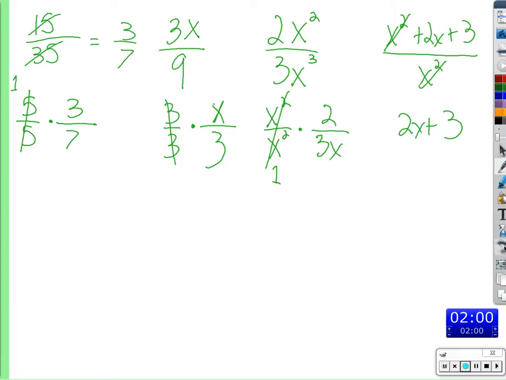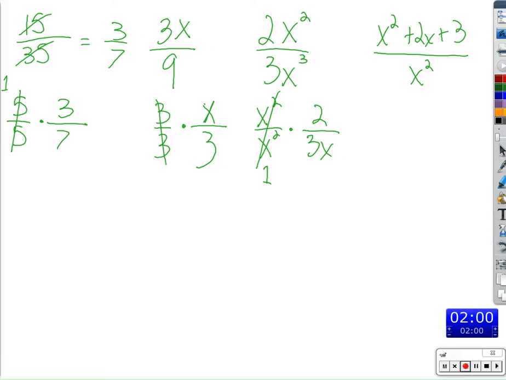Let's go back. Ask the question again. Can I cancel the x squared with the x squared? If I could, it would have to be a common factor, right? We all agreed on that because we're about to dive into a mathematical definition. Okay, so let's get into a mathematical definition.